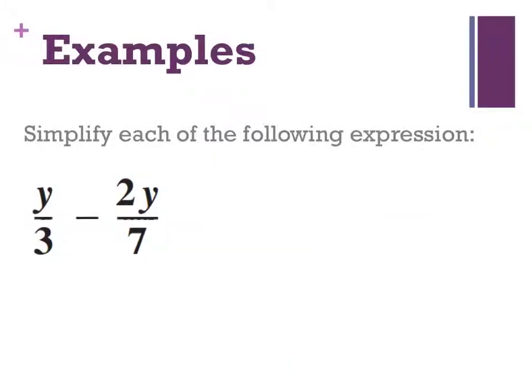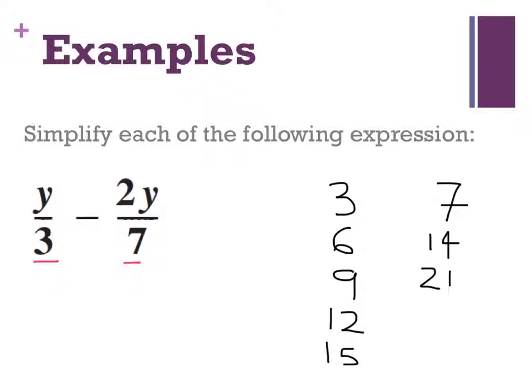This time I'm looking at y on 3, subtract 2y on 7. Now I need to find the lowest common multiple of 3 and 7, because this time I'm not looking for numbers that go into 3 and 7. I am looking for numbers that 3 and 7 go into. So my multiples of 3 are 3, 6, 9, 12, 15. I'll list the first 5. 7 1s are 7, 7 2s are 14, 7 3s are 21, 7 4s are 28, 7 5s are 35.